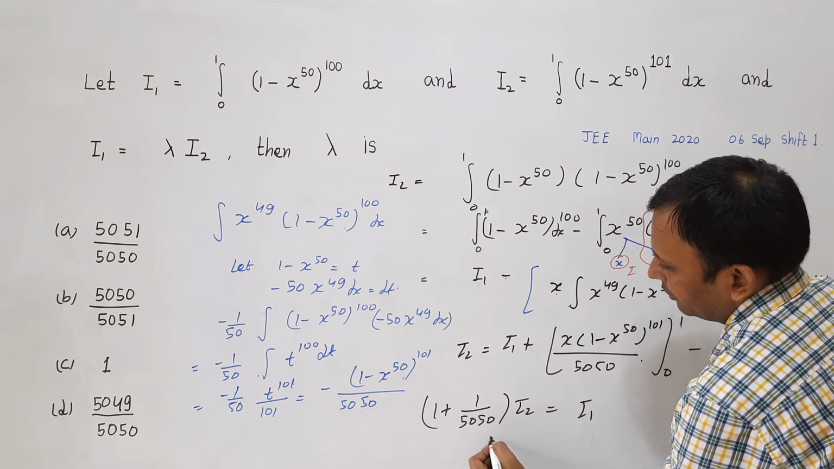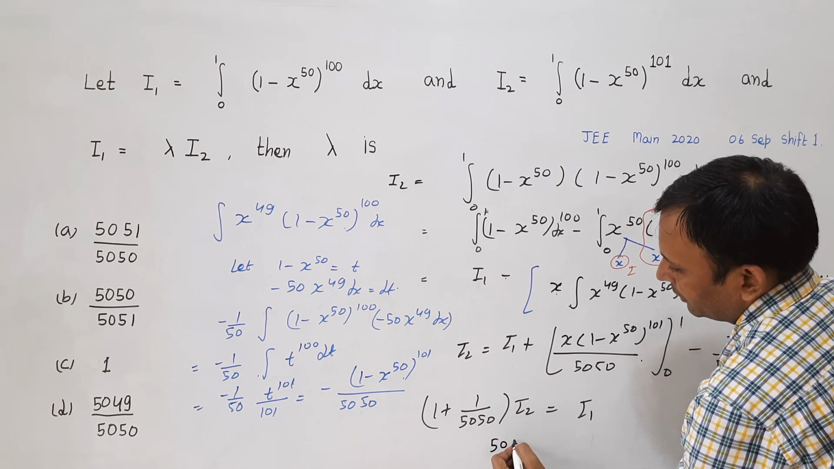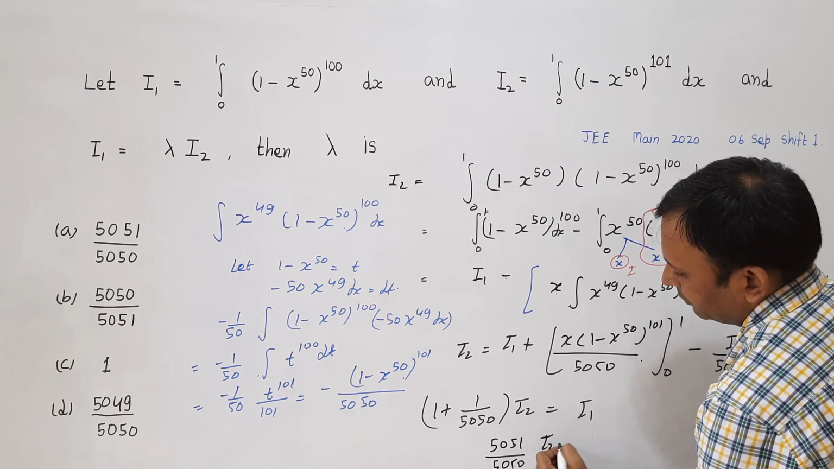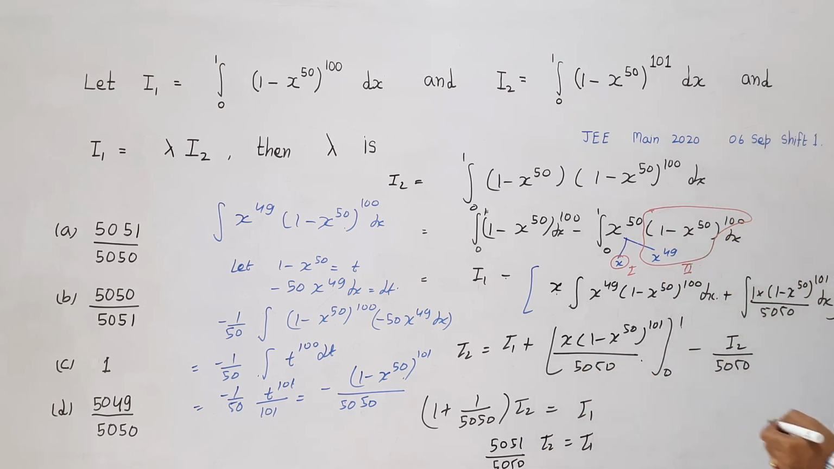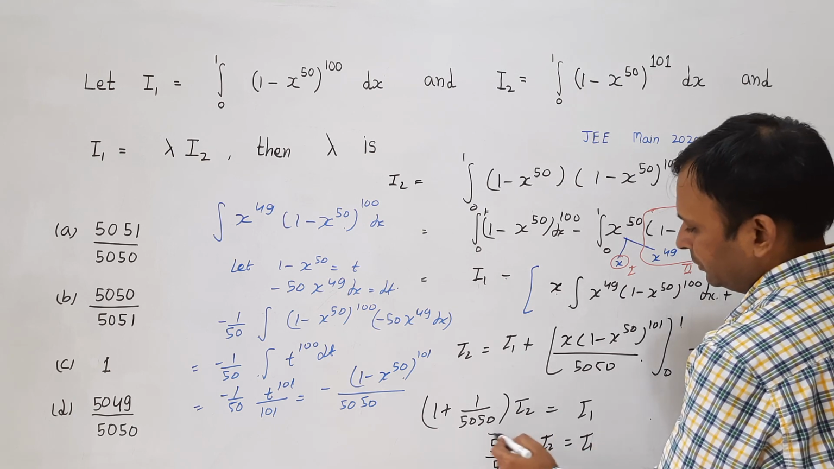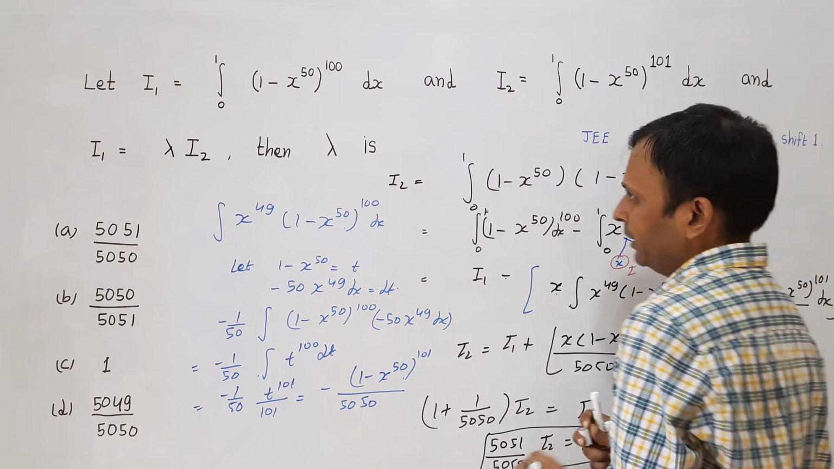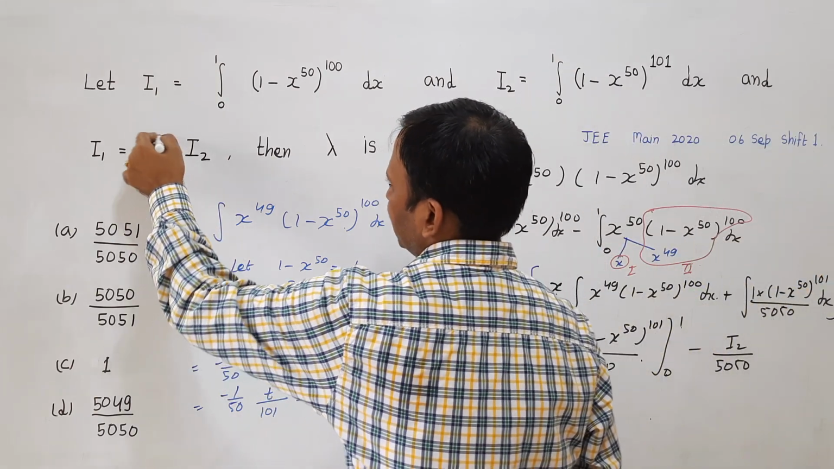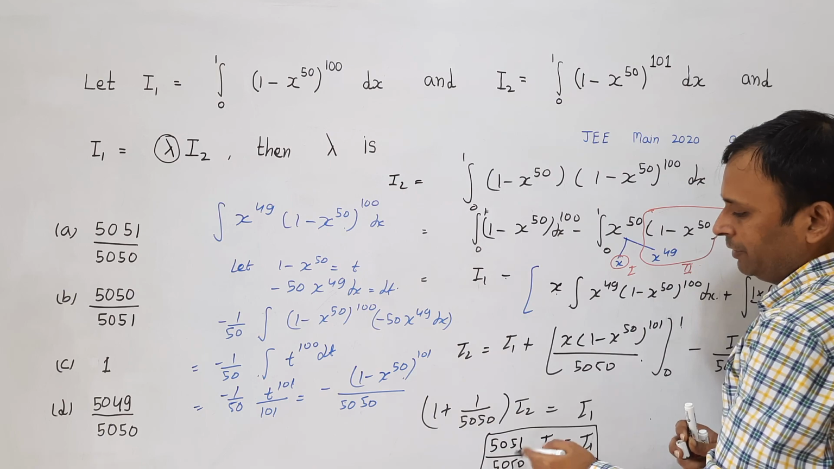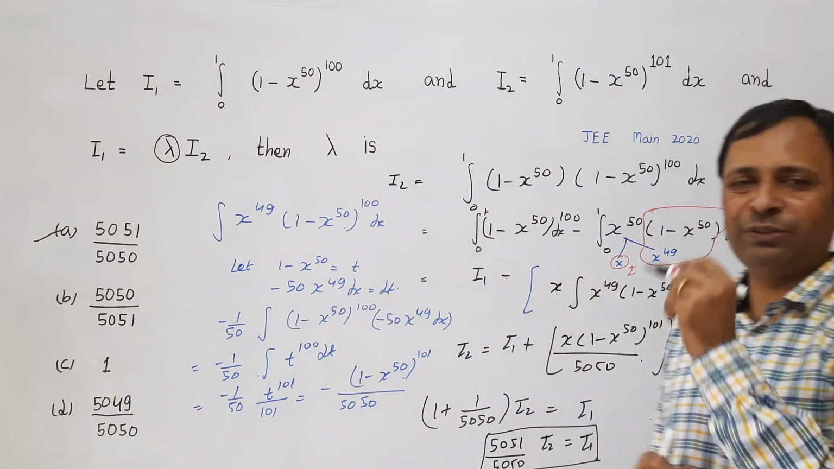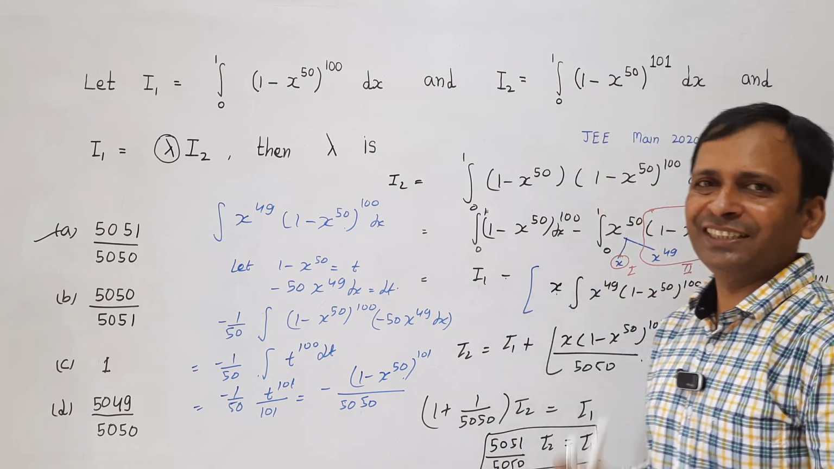So I get 5051 divided by 50 into I2 is equal to I1. Now what I need is I1 in terms of I2. So this is what I get, I1 in terms of I2. So this is 5051 upon 5050 into I2 is equal to I1. So this lambda is nothing but this value 5051 upon 5050, which is there in option A. So option A will be the right answer to this question.